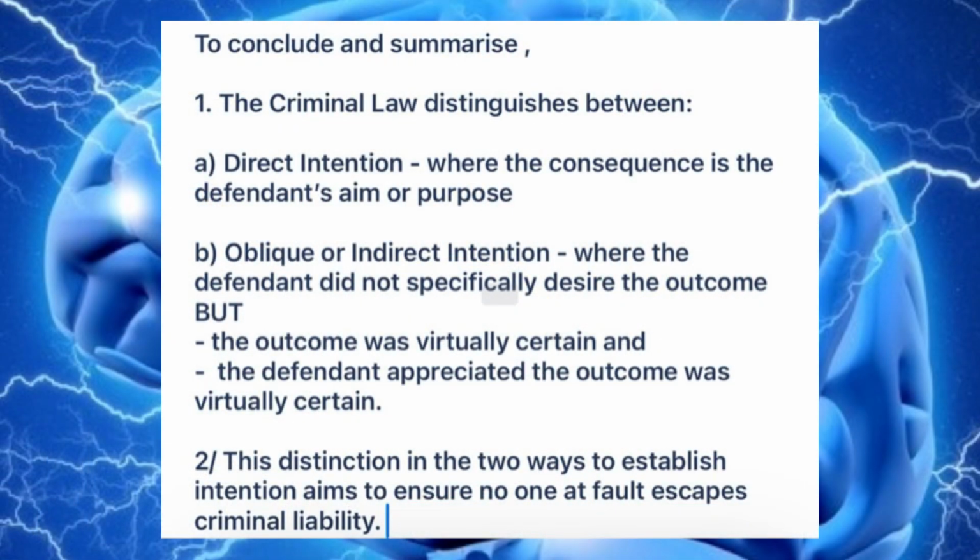To conclude and summarize: 1. The criminal law distinguishes between direct intention, where the consequence is the defendant's aim or purpose or goal, and oblique or indirect intention, where the defendant did not specifically desire the outcome, but the outcome was virtually certain and the defendant appreciated the outcome was virtually certain. And 2. The distinction in the two ways to establish intention aims to ensure no one at fault escapes criminal liability.